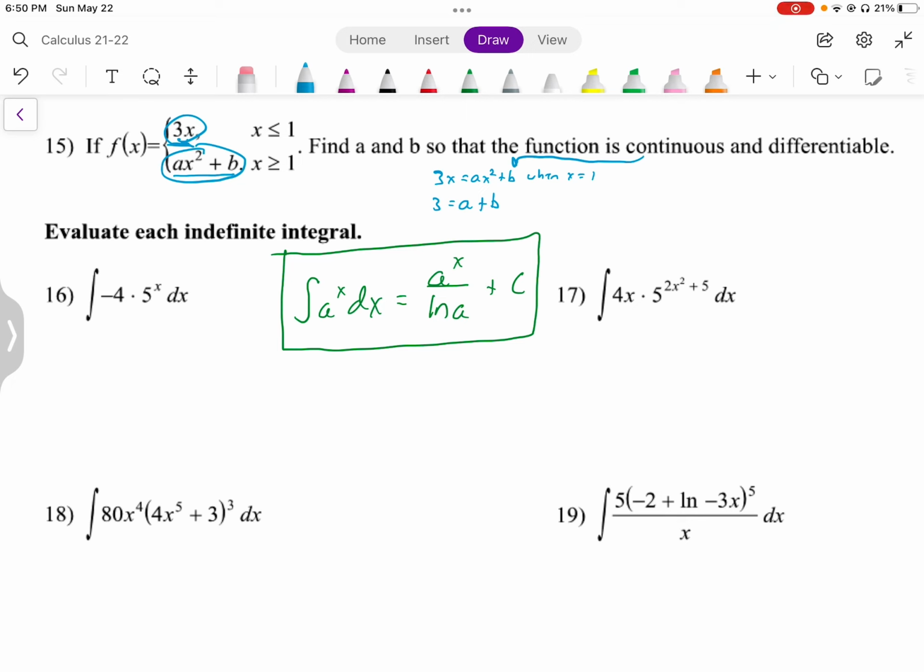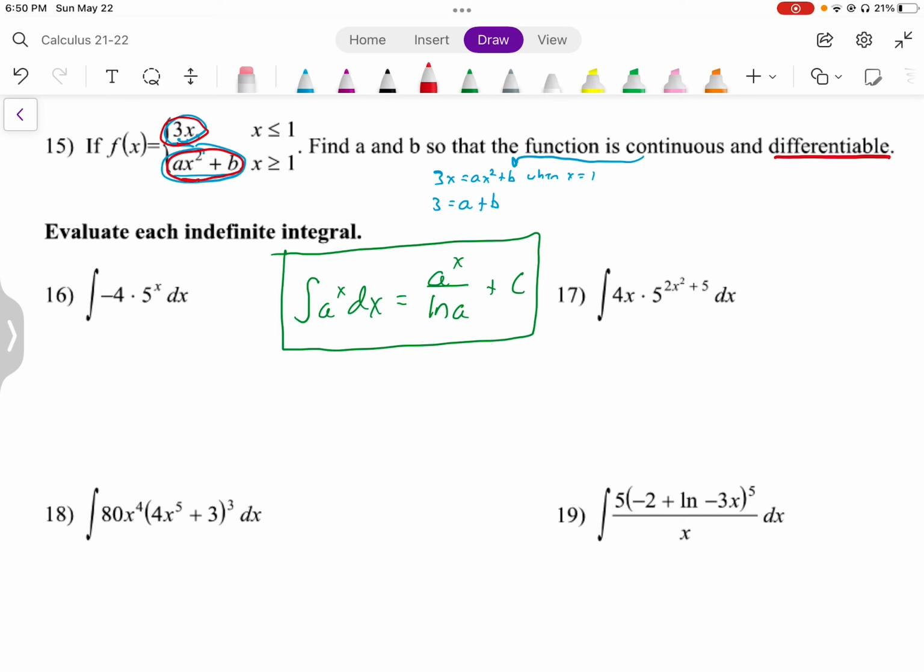But we also need this function to be differentiable. Well, what does differentiable mean? Differentiable means you can take the derivative anywhere. Well, again, 3x is a line. You can take the derivative anywhere on a line. Ax squared plus b is a parabola. You can take the derivative of that anywhere. However, we want to look at the point of interest because we don't want these to come together at a sharp point. So we need their derivatives to be equal.